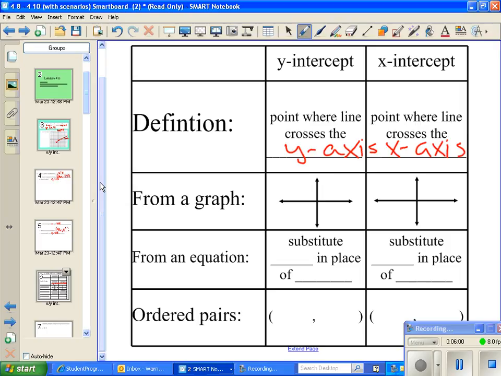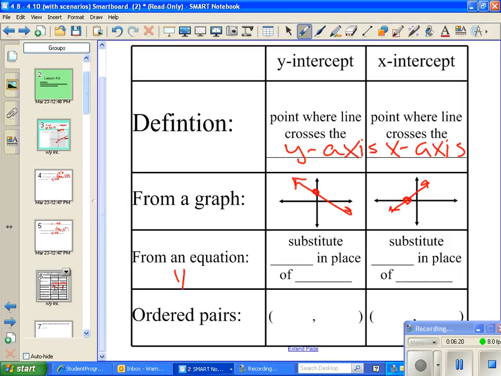Okay, on the graph, draw any old line. Doesn't matter. Okay, where would I put my point, Chris, for the y-intercept? Okay, good. And where do I put the x dot? Where it crosses the x-axis. Good. All right, from an equation.